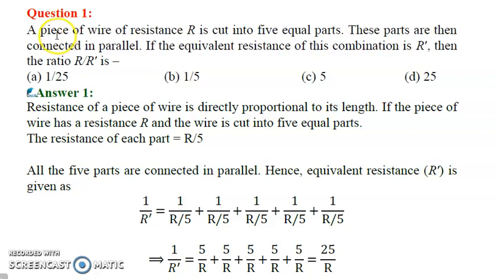So let's start. Question number 1 says, a piece of wire of resistance R is cut into 5 equal parts. These parts are then connected in parallel. If the equivalent resistance of the combination is R dash, then the ratio of R upon R dash is.